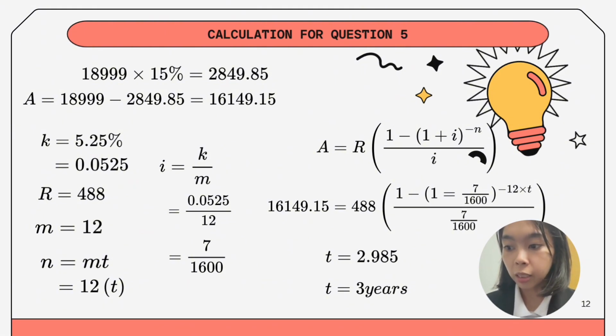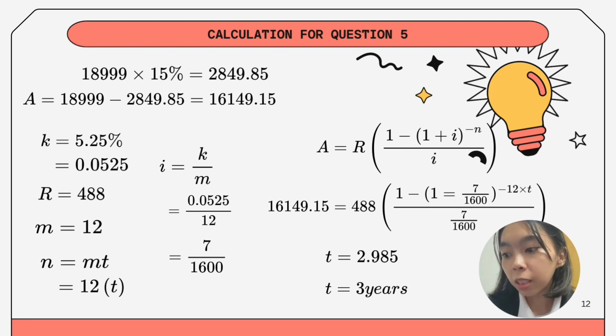Next, I identify the annuity variables. The interest rate is 5.25%, so K equals to 0.0525, because we need to divide by 100. I divide by 12, so I get the monthly rate equals to 7 over 1,600. For the I, you just need to use K over M. For the monthly payment, R equals to 488 ringgit and the number of months is N equals to 12T. For the N, you just need to use MT because we don't have any T.